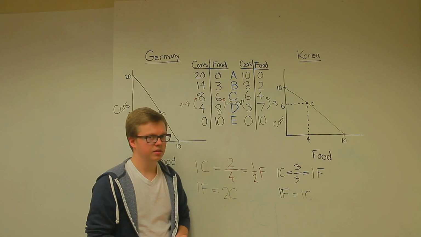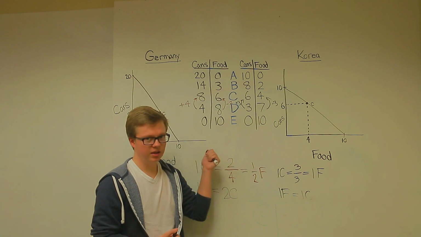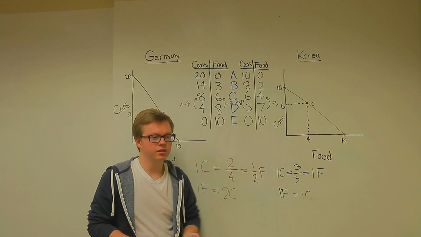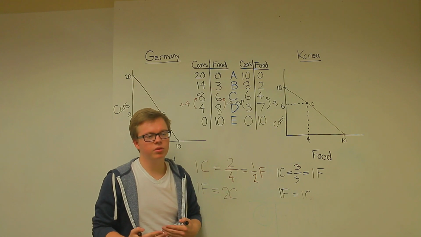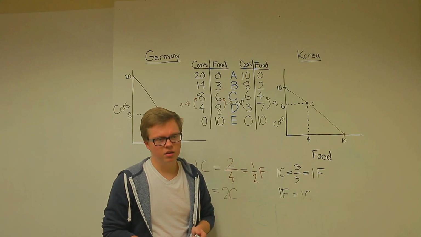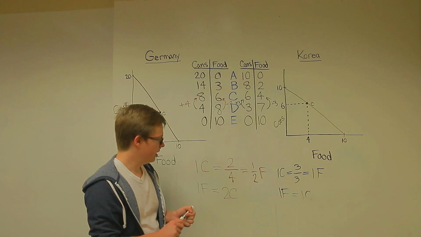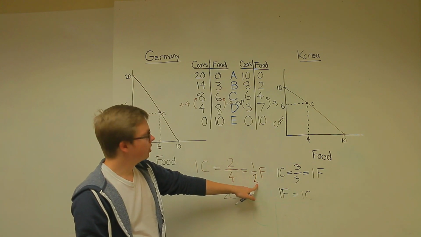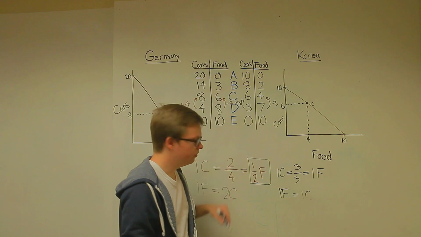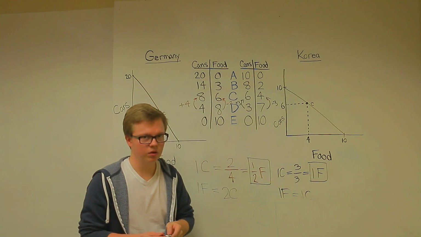So these are the prices for these countries in terms of the other good. Another question we might want to ask is, who has the comparative advantage of producing cans and producing food? And what that means is if one country can produce cans, for example, at a lower cost than the other country, that country has the comparative advantage in cans. So based on that, we can see here that Germany has the comparative advantage in cans because it only costs them half a unit of food, while it costs Korea 1 unit of food to produce 1 can.